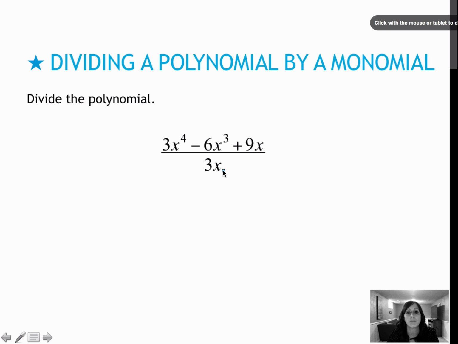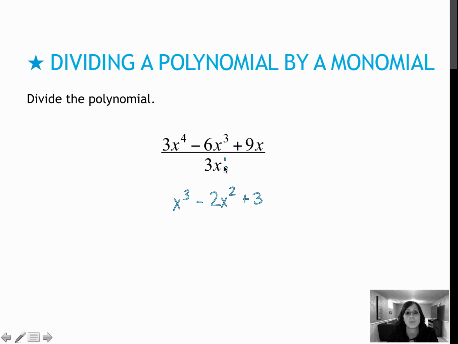Dividing the first term by 3x, I would get x to the 3rd, because I would divide 3 by 3 to get 1, and 4 minus 1 to get x to the 3rd. My second term, 6 divided by 3, would give me 2. Notice I kept the negative. And then 3 minus 1 is 2, so x squared. And my last term, 9 divided by 3, gives me 3.